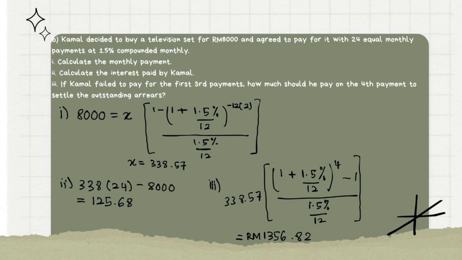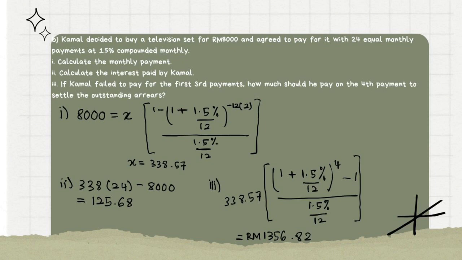Next, calculate the interest paid by Kama. So we have to use the formula total payment minus present value. So 338.57 times 24 minus 8,000. So we will get 125.68. If Kama failed to pay for the first three payments, how much should he pay on the fourth payment to settle the outstanding arrears?